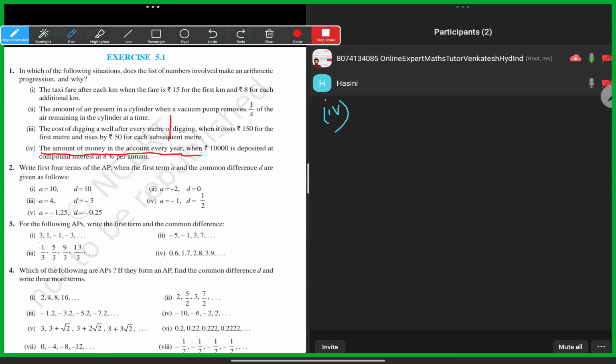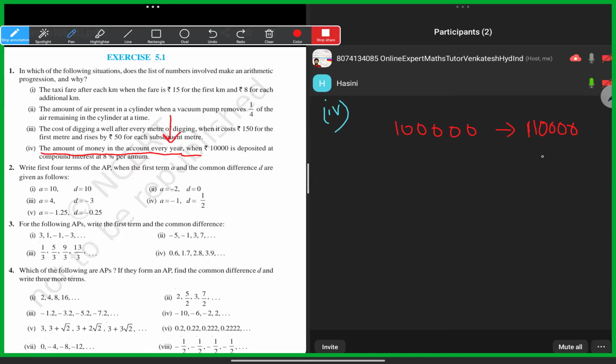Every year means, generally in compound interest cases, if you keep some amount of money in the bank at compound interest, the interest will get added and it will increase a little bit. Every year, how much is it changing? For example, if we keep 1 lakh, after 1 year, suppose it becomes 1,10,000.